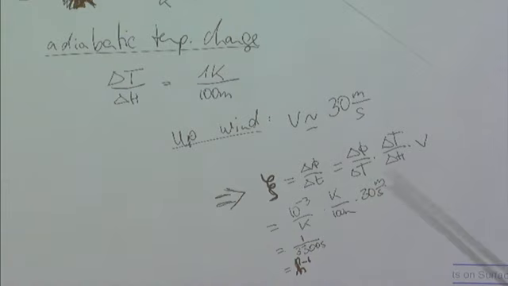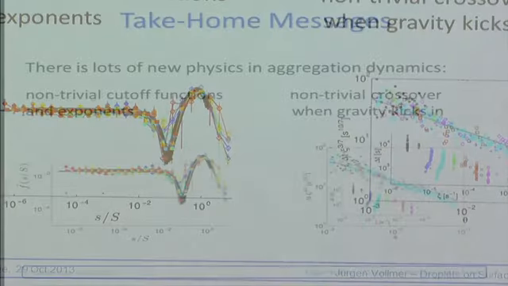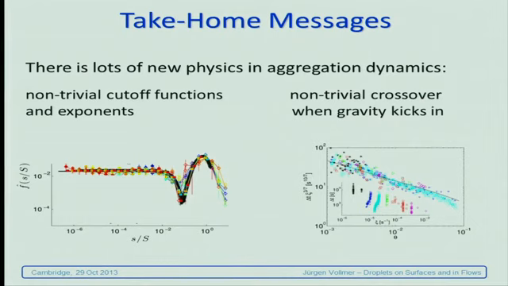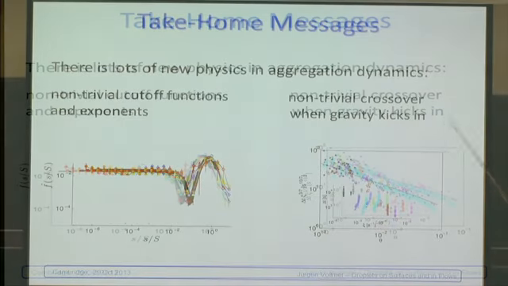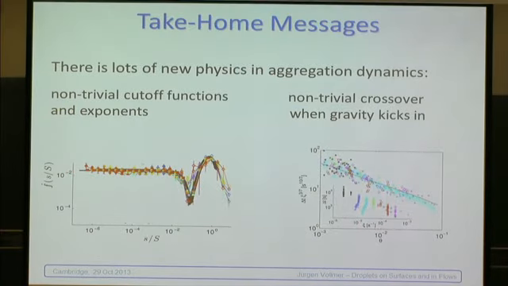And I'm very, very happy to discuss that with people who have data and could provide me with data for real clouds. Take-home messages. There's lots of new physics in aggregation dynamics, and that's what I'm really enthusiastic about at the moment. There are these non-trivial cutoff functions for dew. There were non-trivial exponents there also. And there is a non-trivial crossover between droplet growth, which in itself is a non-trivial thing, where we observed quite a bit of funny behavior, and gravity.